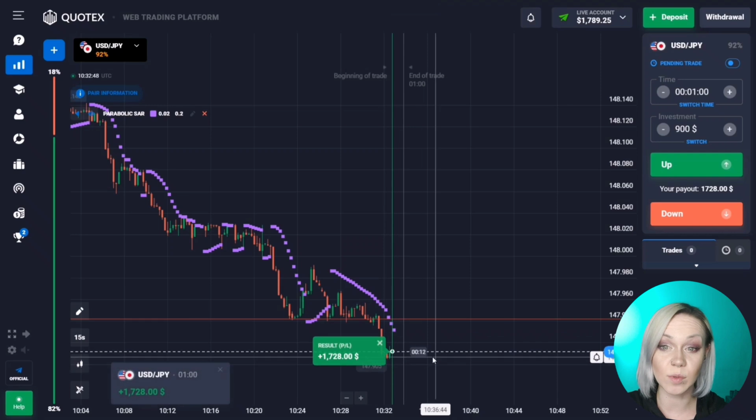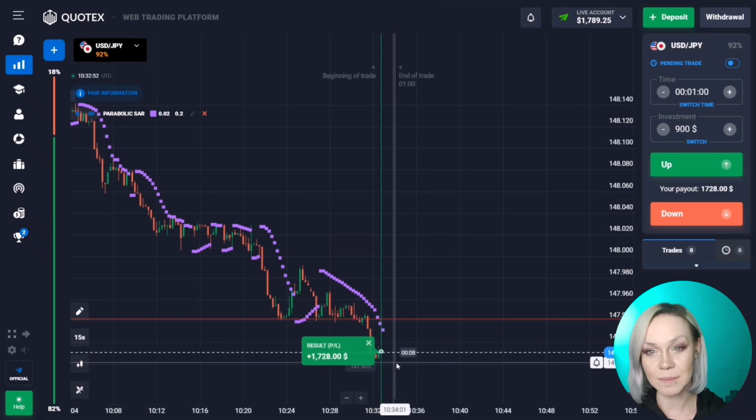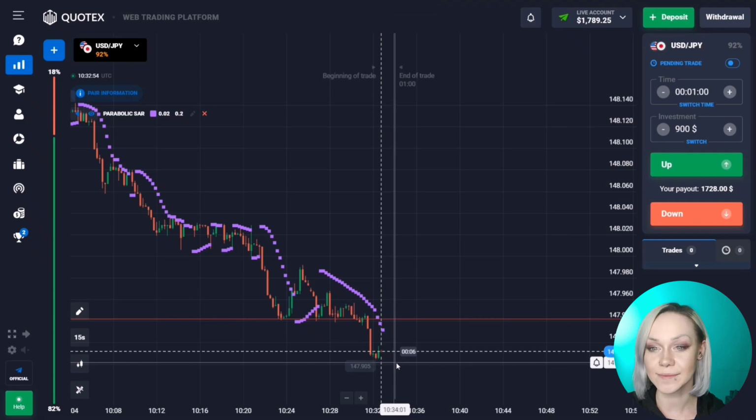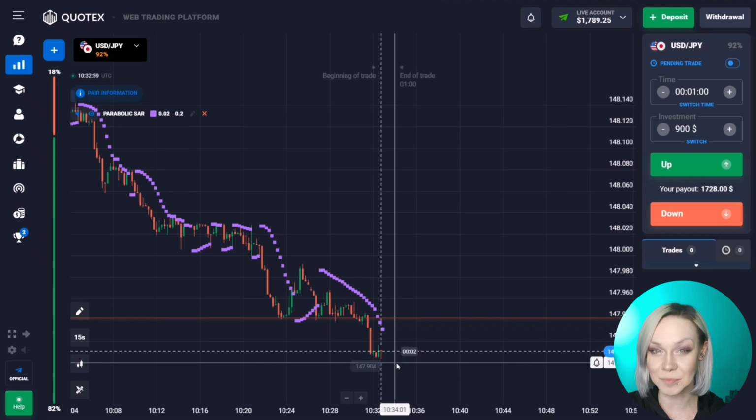Excellent. As you can see, the level was broken through and we made a profit. We just managed to make money on breaking through the level of support. So these cases work fine so far. Well, let's continue and find the next market case.